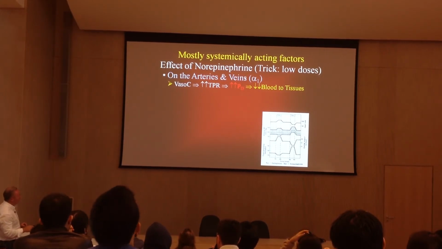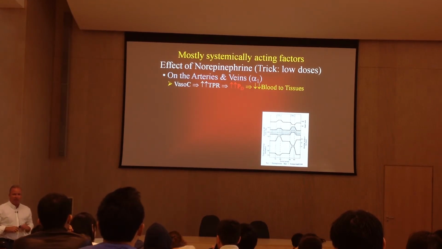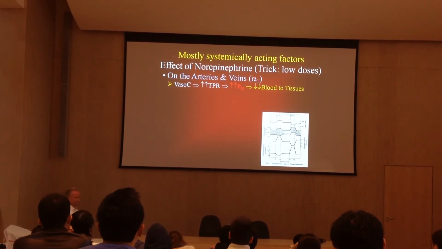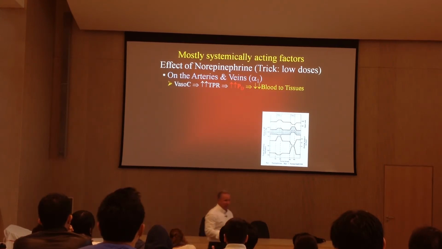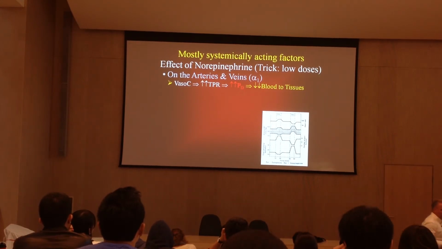So where do we have the alpha-1 receptors, which can be selectively activated by a low dose of norepinephrine? You mostly have them on the arterioles. Actually, you have them on the arterioles of most of the organs. And you do have these alpha-1 receptors in the veins. So let's see what's happening when you first activate the arteries.